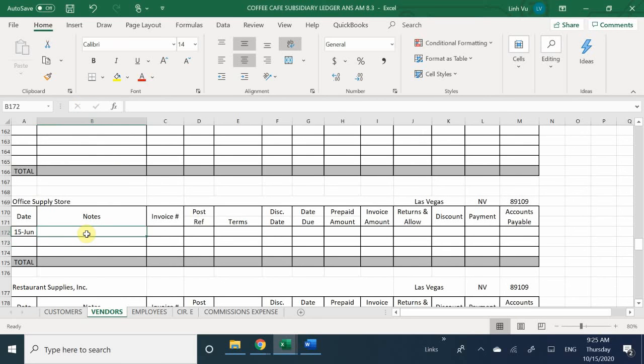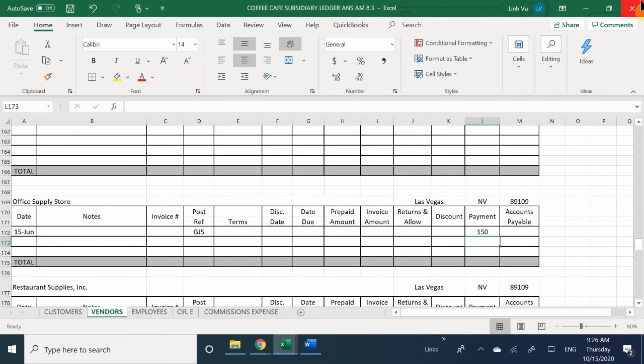Just show the reference number. Okay. And then, journal 5. There's no term, no due date. Nothing there. So I can go with the... I get confused between the prepaid and the invoice amount.